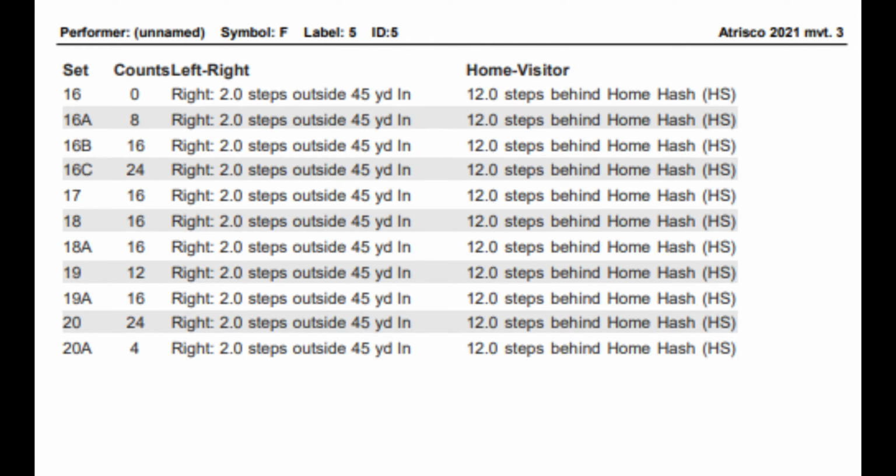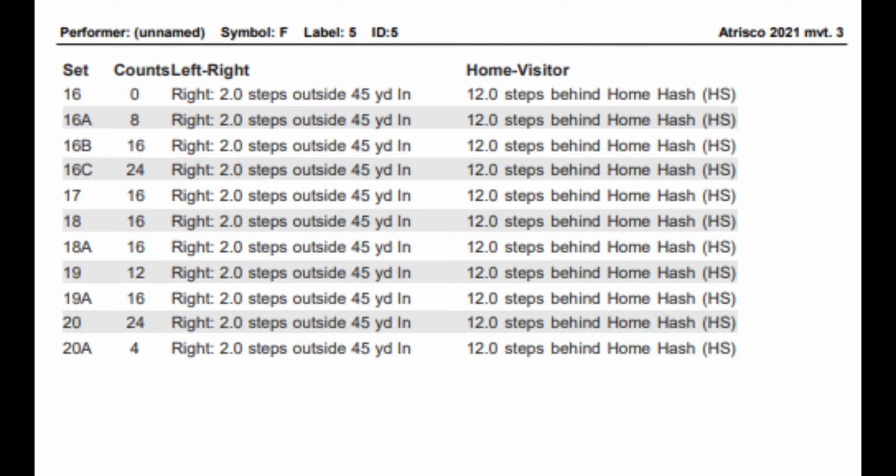Hi everybody, today we are going to talk about how to read a marching band drill card. When you get your drill card, it's going to look something like this. Your drill card has all of the information you need to know in order to find your position on the field. Most importantly, it shows you your symbol and your number. So in this case, this performer is F5.